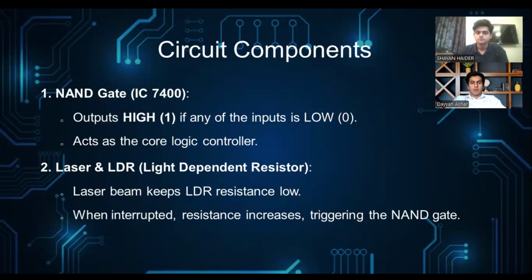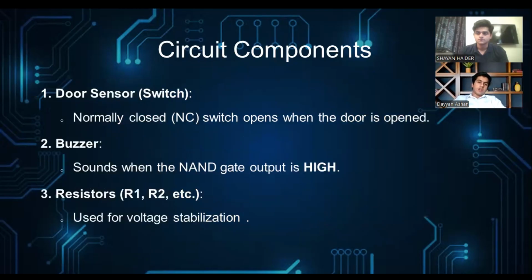As we have a view on our circuit components, we have used NAND gate IC 7400, and for laser detection, we have used LDRs. It is a variable resistor. Next, for a door, we have used a normal switch. It acts as a path close or path open like a door. For alarm, we have used a buzzer, and we have used a variety of resistors for voltage stabilization.